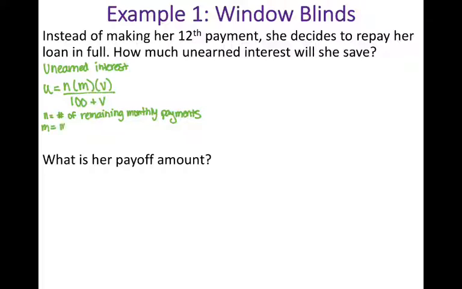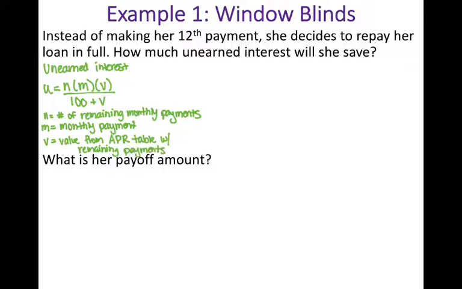M is your monthly payment, so how much it is. And V is going to be a value from the APR chart, the one on that very first slide, the APR table with the remaining payments.